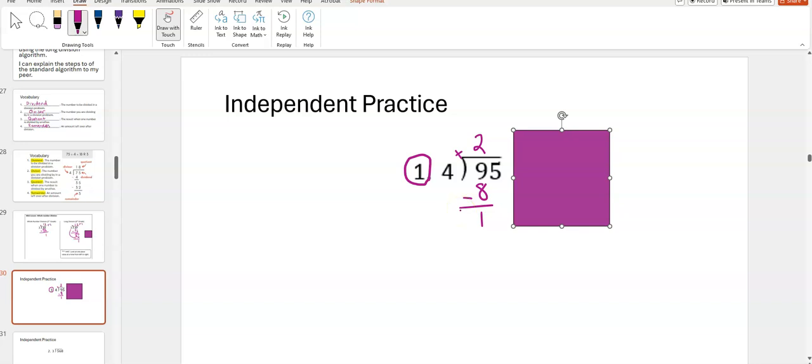And now I'm going to bring down that next number. So now that I've done that, I'm going to bring down the 5, and I'm going to do 4 into 15. That's going to be, well, let's see, 4 times 4 is 16, so it must be 3. And that leaves me with 3 left over. Now, because 4 cannot go into 3, that becomes my remainder. So my answer becomes 23, remainder 3. All right, let's do it again.